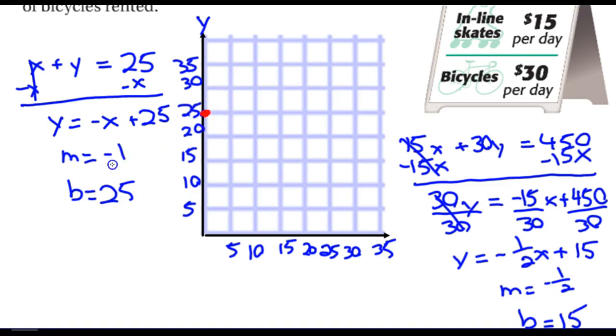Now, if I'm going down -1, that's like saying -1 over 1, but I'm going down by 5s. I could go down -5 over 5, because that's the same as going down -1. So if I go down -5 over 5, down 5 to 20, over 5 to 5, and I can keep going down like that.